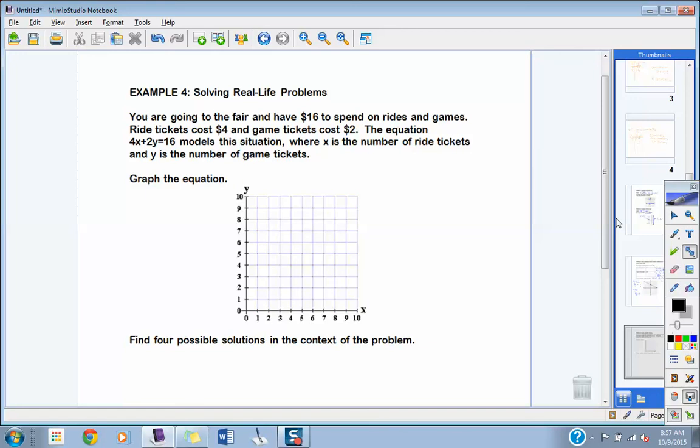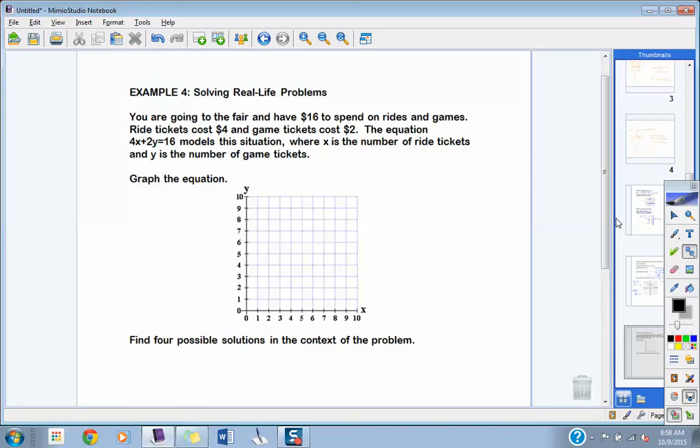I'm going to read this quickly. Jacob, I'll come back to you. It says, you're going to the fair. Woohoo! Have $16 to spend. Oh, that's not a lot. On rides and games. It says ride tickets cost how much, guys? $4. And game tickets cost $2. It says the equation x plus 2y equals 16 models the situation.